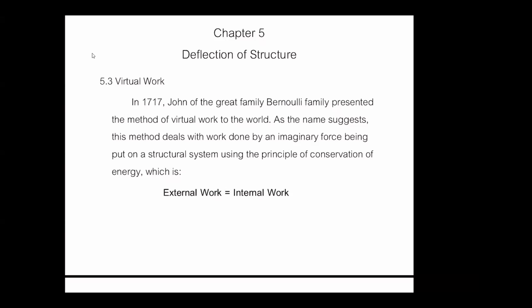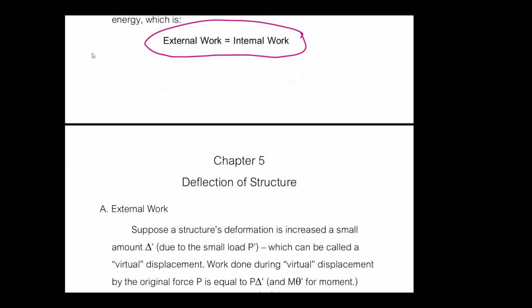Okay, you just need to look at the year when the virtual work was invented. 1717. So it's like 300 years ago. John Bernoulli invented the method of virtual work with a very, very beautiful concept. Simple. External work is equal to internal work.